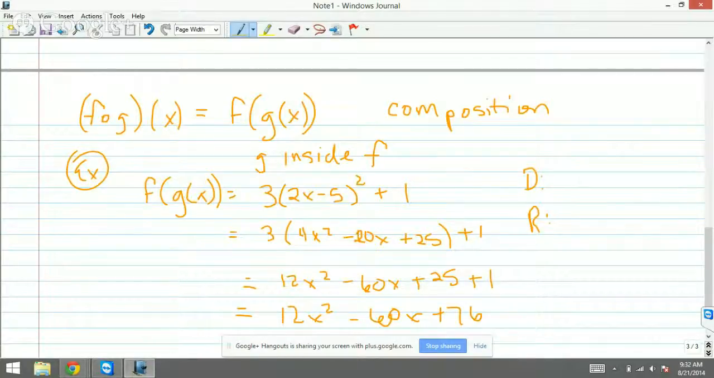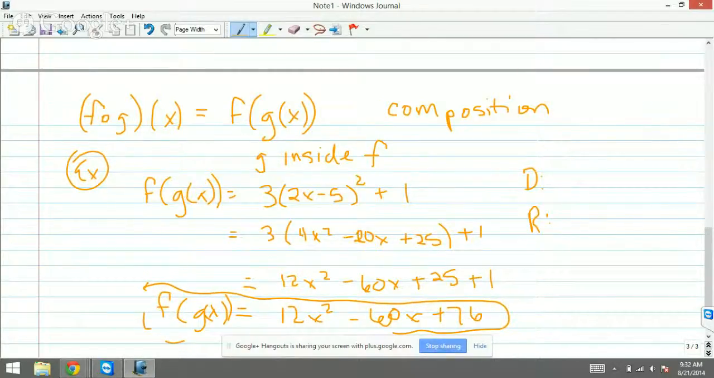The last item you're going to have to battle with here is domain and range. Okay, on this, what is the domain and range of f of g of x? The range is 76. What's the domain?